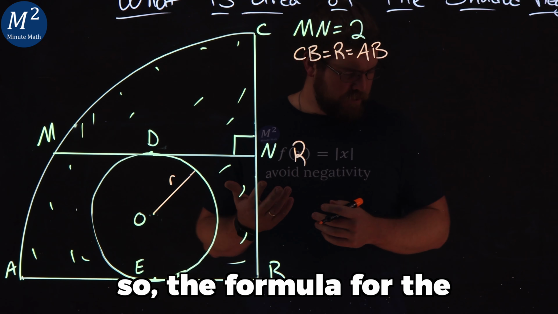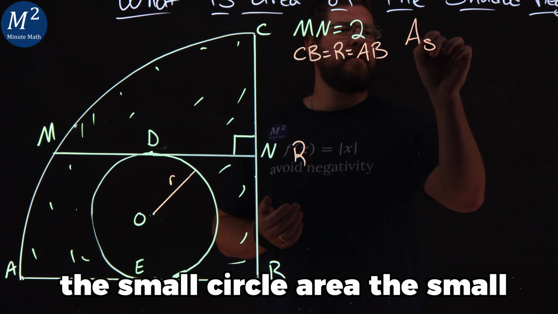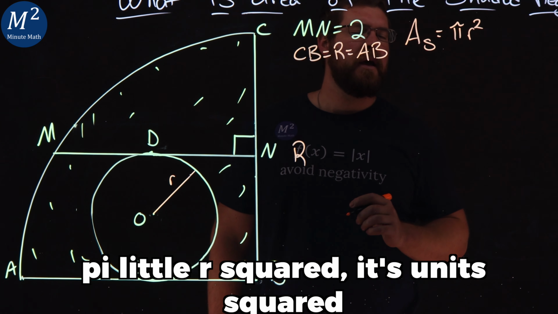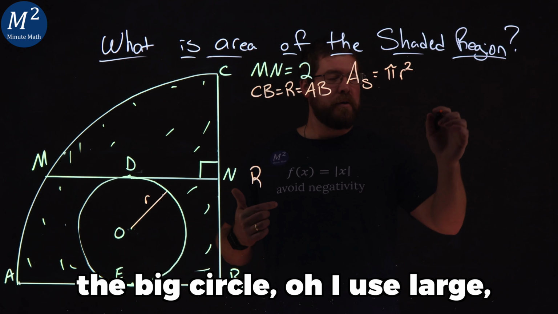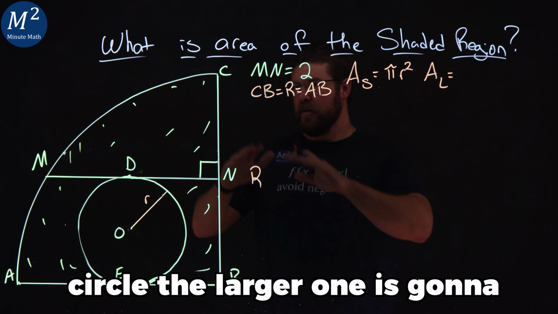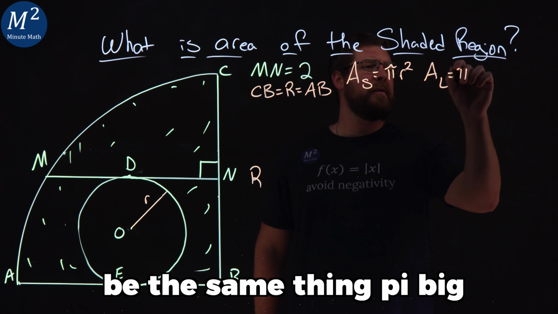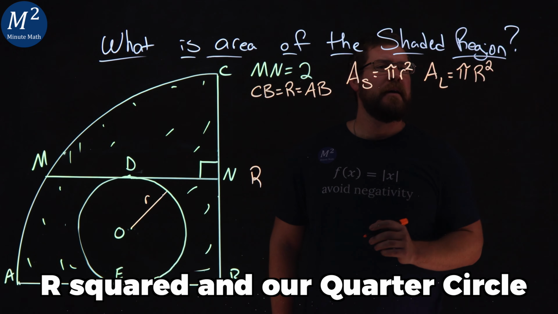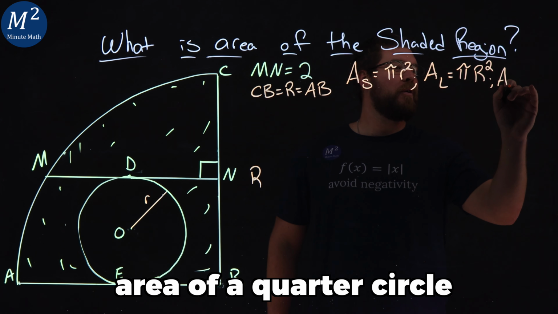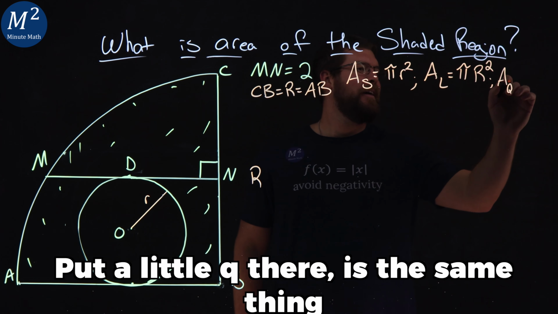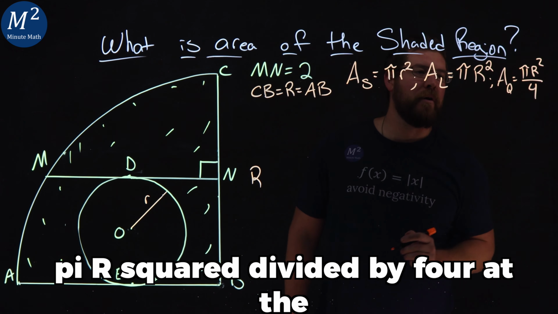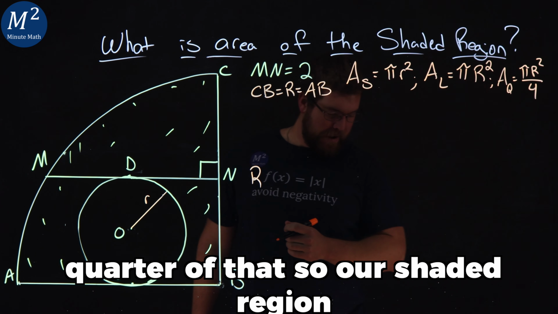So the area of the small circle is going to be pi little r squared, in square units. The area of the large circle, the larger one, is going to be the same thing, pi big R squared. And the area of the quarter circle, I'll put a little Q there, is pi R squared divided by 4, because remember, it's a quarter of that, okay?